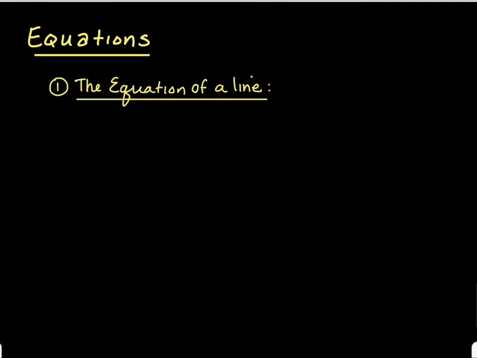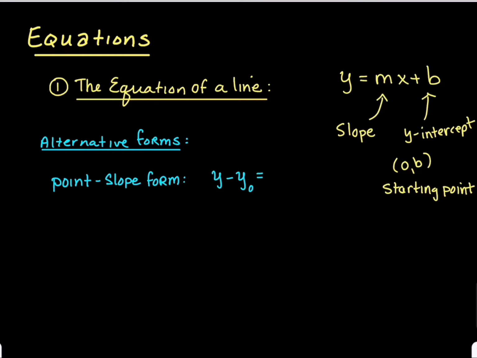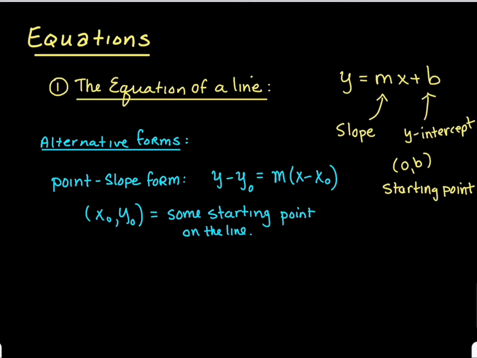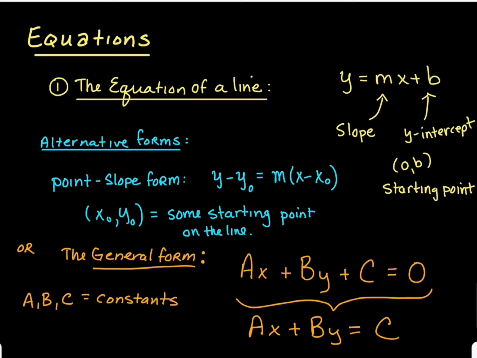Recall that the equation of a line is y equals mx plus b, where m is the slope and b is the y-intercept, or the starting point on the y-axis. Alternative forms for the equation of a line include the point-slope form, given a particular starting point which may not be on the y-axis, or the general form of the equation of a line, ax plus by plus c equals 0, or alternative forms of this, where a, b, and c are constants.